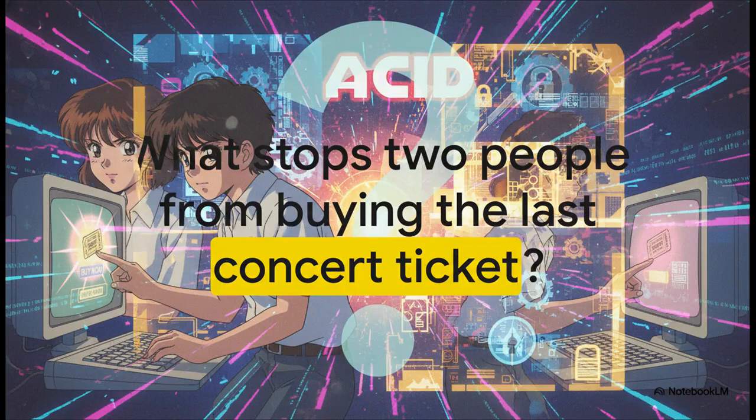So let's kick things off with a scenario I'm sure you can relate to. Imagine your favorite band just dropped tickets for their tour. You, and probably thousands of other people, smash that buy button at the exact same instant for the very last seat. What is it that stops the system from selling that same ticket twice, leaving one of you totally bummed out with a useless order?